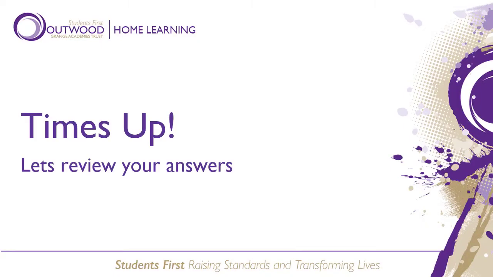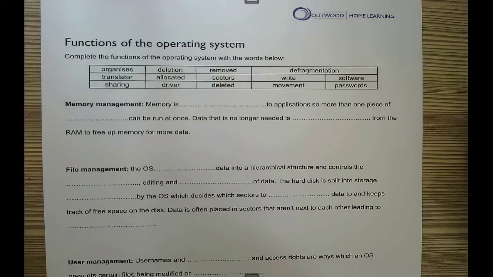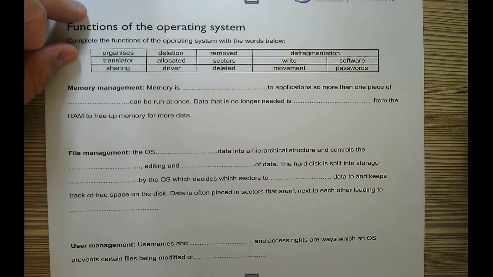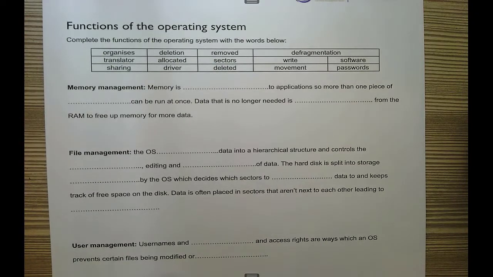So that's time up. Hopefully you managed to get some answers to those questions, and we're going to go over to Mr. Barnes to review it. Okay, so hopefully you had a go at this activity about the main functions of the operating system. What we're going to do now is go through it and make sure you've got a full understanding. So we've got 5 main functions of an operating system, and each of these are listed here.